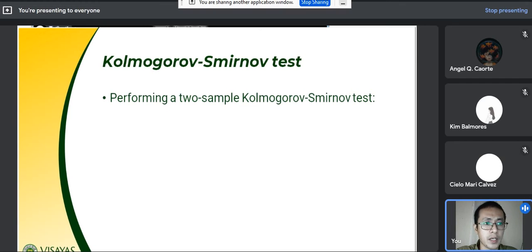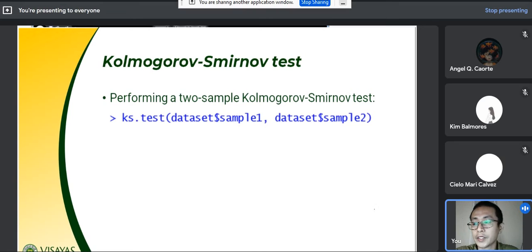So again, class, when I say two sample, I mean to say the data is divided into two groups. Or in other words, we have two sets of data. So this is how we are going to perform a two sample Kolmogorov-Smirnov test. The key is the test, again ks.test in R, that we are interested in performing a Kolmogorov-Smirnov test. Then of course our dataset name, and then the group 1 data label, and then the group 2 data that we wanted to test.